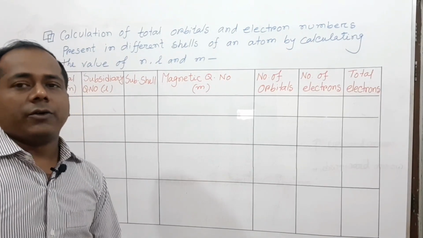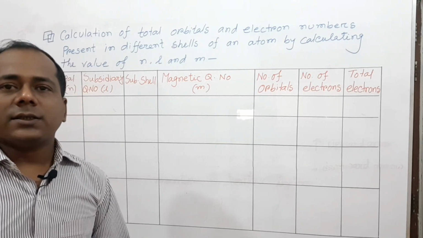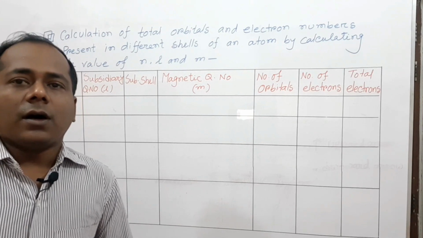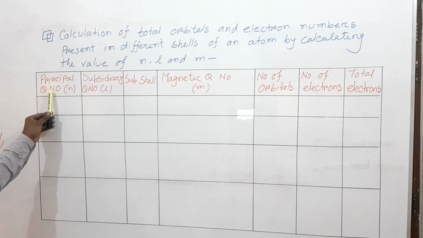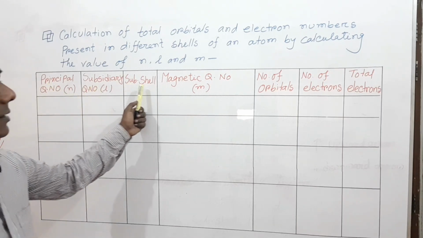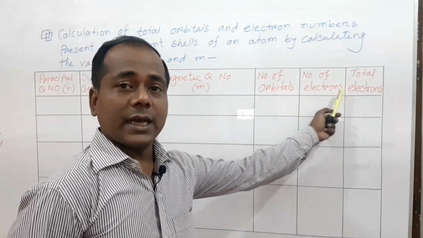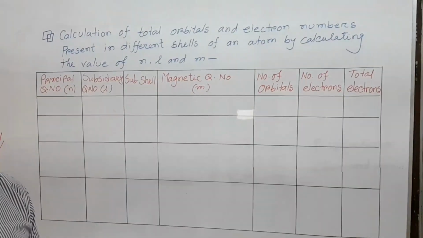Dear students, our next question is calculation of total orbitals and electron numbers present in different shells of an atom by calculating the value of n, L, m. Okay. Here given principal quantum number n, subsidiary quantum number L, subshell, magnetic quantum number, and number of orbitals, number of electrons, and total electrons. Okay.